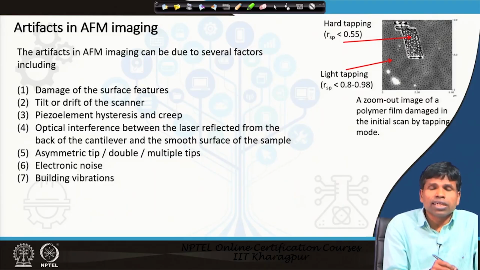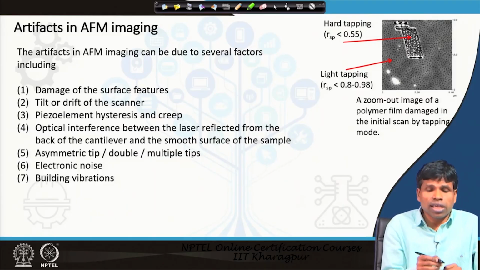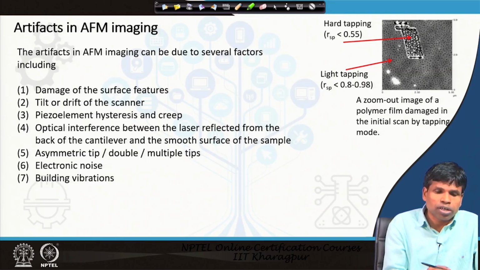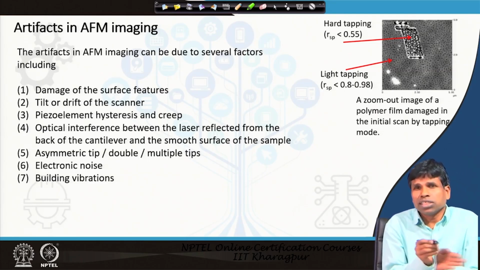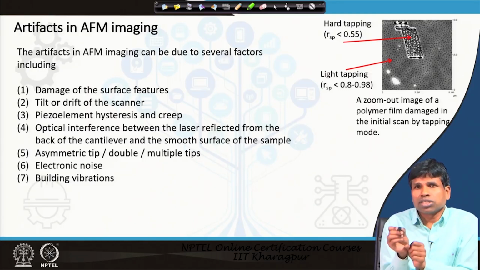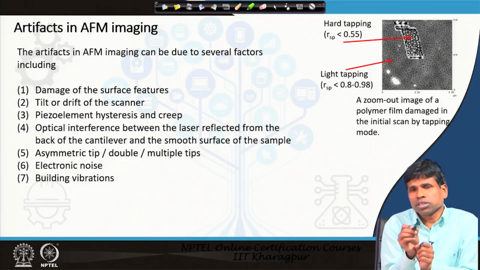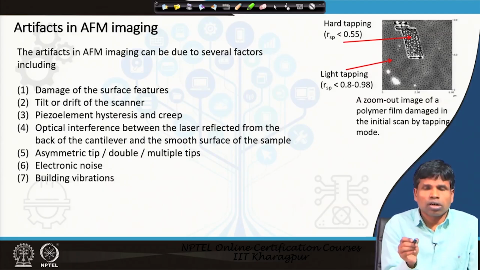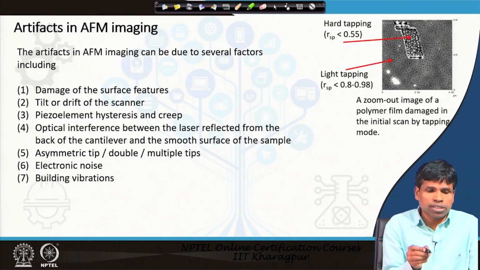In addition to that, tilt and drift of the scanner can occur because of various reasons; vibration, thermal noise, and other factors will also play important roles. If there is a drift, you see shifts in the image position, giving an elongated structure. So, this is also due to artifacts, not the true surface of the sample.